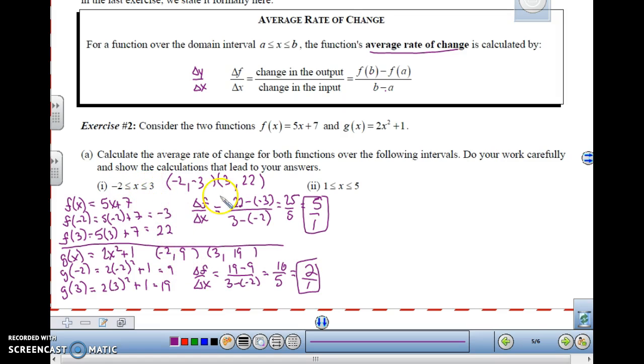So you can see for f of x, for every 1 of increase, it's going to increase by 5, and for g of x, for every 1 of increase, it's going to increase by 2. Okay, see if you can figure out the average rate of change between the interval of 1 to 5. And see if you can finish up the rest of this before class tomorrow.